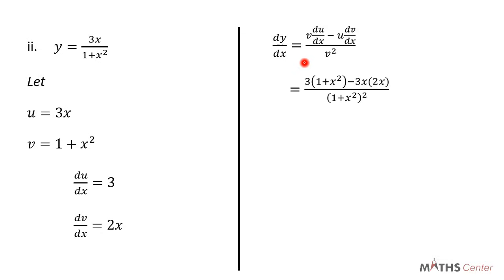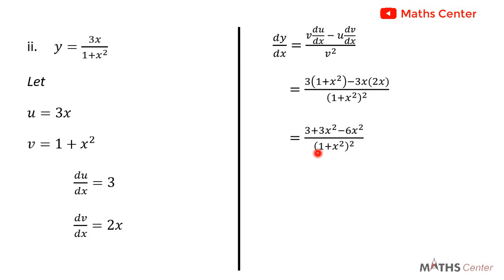So the dy/dx will be equal to du/dx is 3 and v is 1 plus x squared. So we have 3 times (1 plus x squared), and then minus u is 3x, dv/dx is 2x. So we have 3x times 2x. v is 1 plus x squared. So on the denominator, you have (1 plus x squared) squared. When you expand the brackets, on the numerator you have 3 plus 3x squared minus 6x squared.